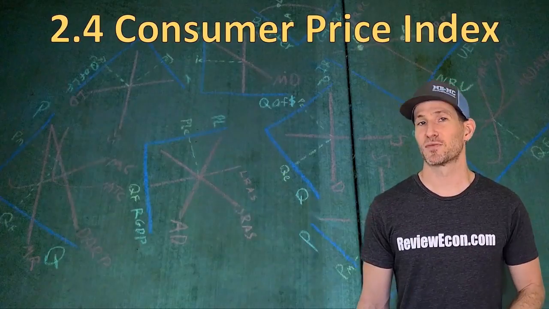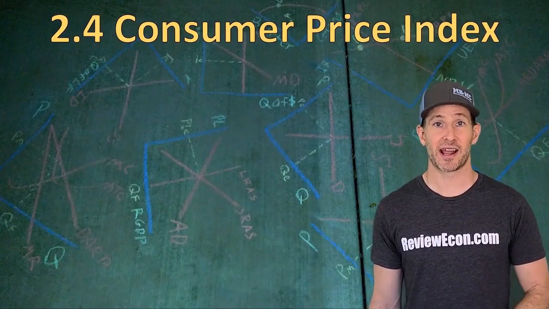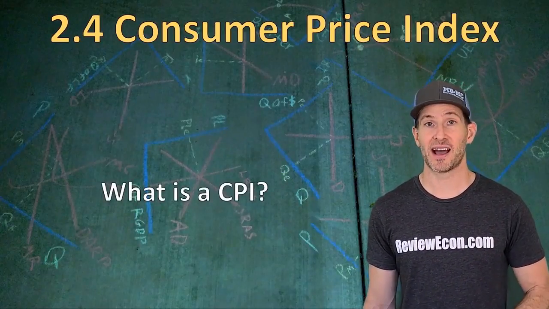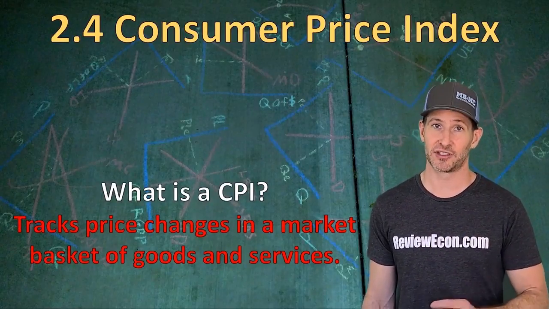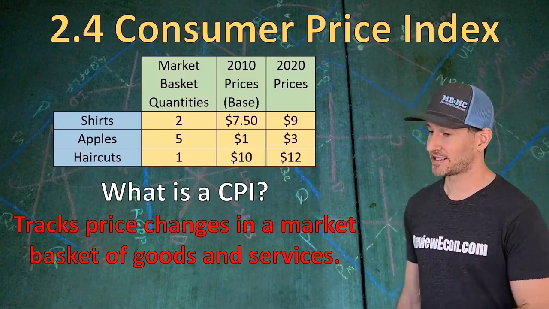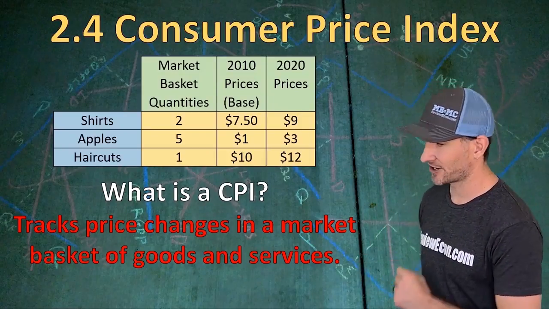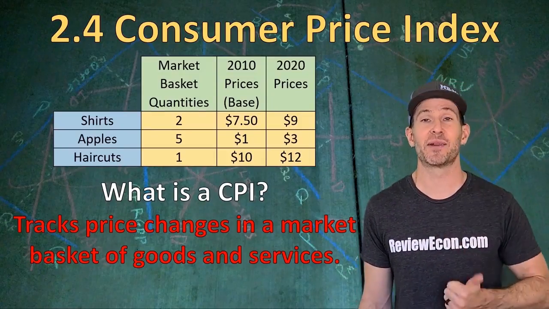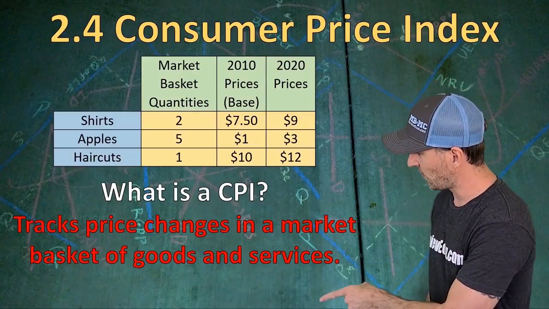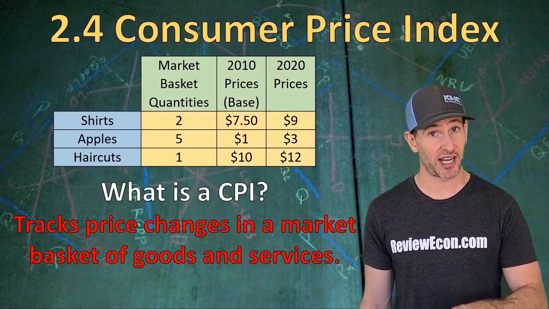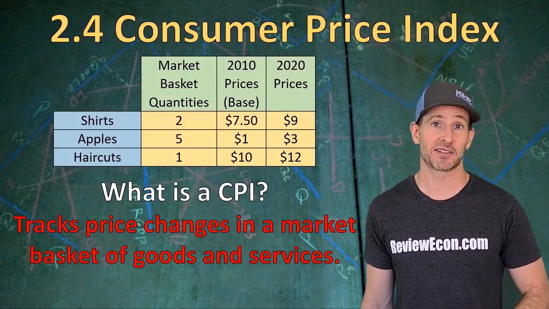You can calculate a consumer price index in much of the same way that we just saw. What is a CPI? Well, it tracks the changes in prices for a market basket of goods and services. Here we have a market basket with shirts, apples, and haircuts, and we have both 2010 prices and 2020 prices. The market basket has some specific quantities, but those quantities will not change. This is the weighting of this market basket.